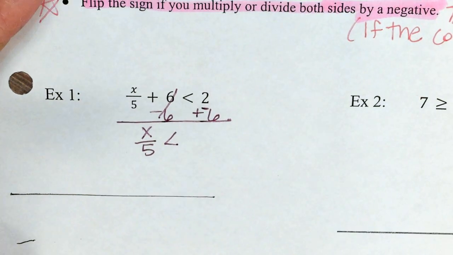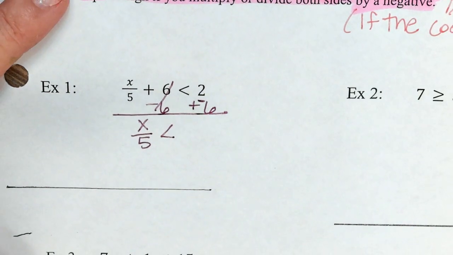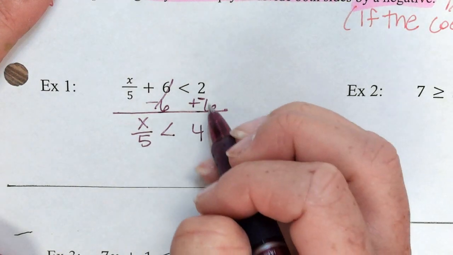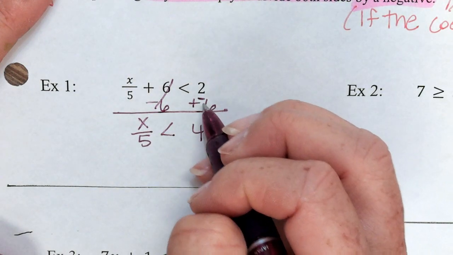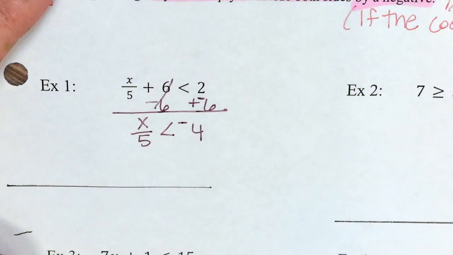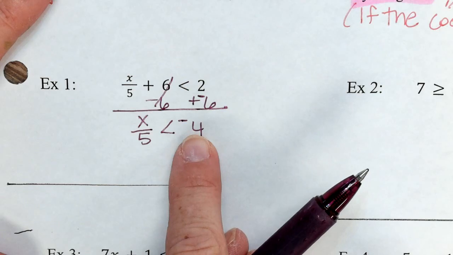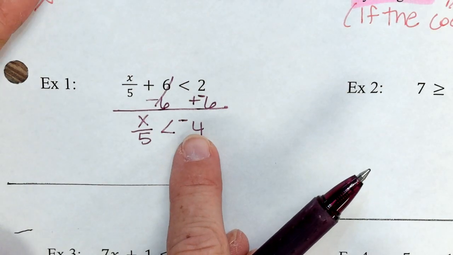I am adding two different signs, so I actually don't add. What's the difference of 6 and 2? 4. And which sign is heavier? The negative 6. I do not care that this is negative. I only care if the coefficient's negative.